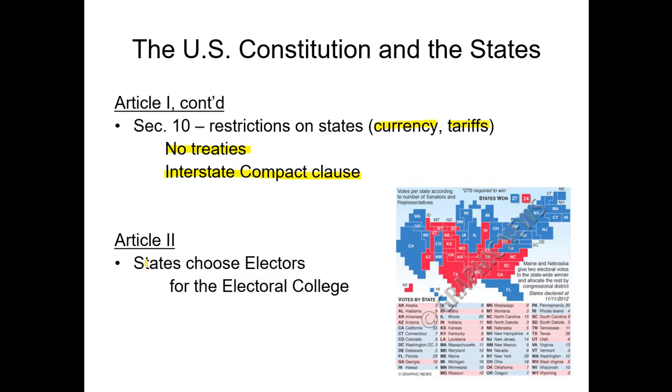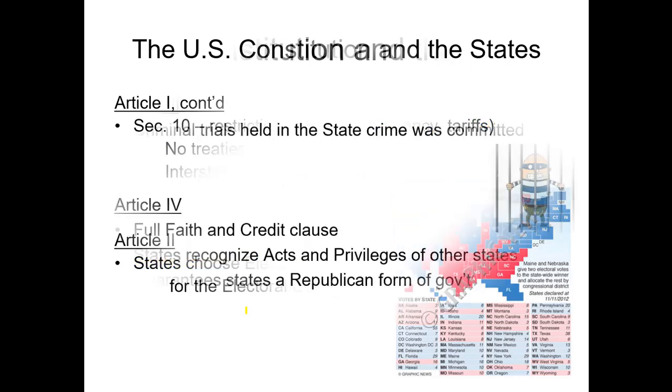Article 2 is talking about the executive branch. So the first thing they're dealing with here is how to elect the president. Each state chooses electors, and they go to the electoral college to cast their vote for the president. Now, this is fairly controversial and a lot more complicated than we're going to be able to get into in this course. We'll deal with that in another class, but the states are still responsible for determining who they are going to vote for as president.